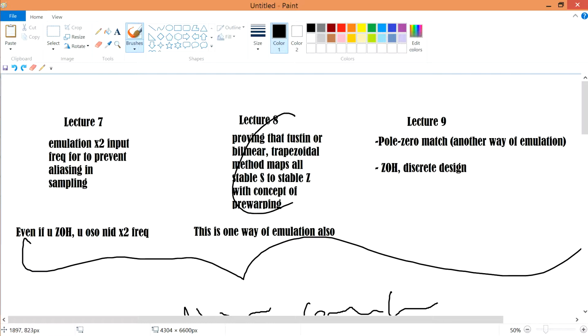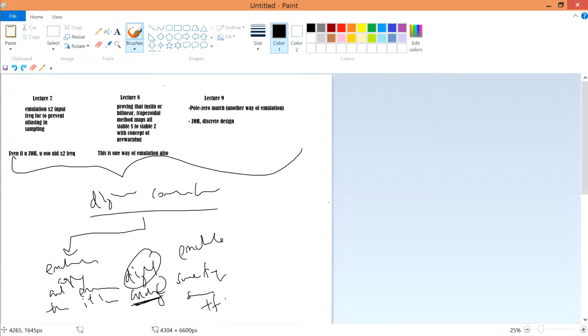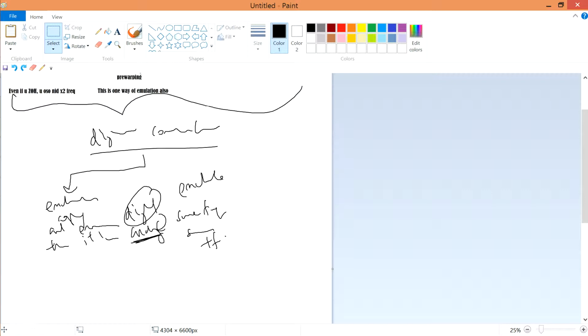Second way is to use the Tustin method. Third way is to use the pole zero match. Alright, things like that. Alright, this is only to prevent aliasing for this part. As for the modeling of your analog and digital, because the digital domain has distortion, in order to model and prevent the distortion, you need to use either the Tustin method or the pole zero match method. Okay, and nonetheless, you can also use the 0th order hold discrete design together with the emulation times 2 of the frequency, things like that.